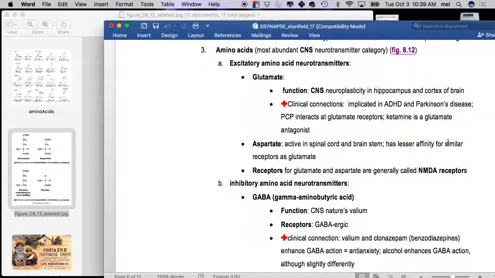Ketamine, which I know you've heard about because people definitely are using that one now. Ketamine is a glutamate antagonist. It's an antagonist to an excitatory neurotransmitter. And do you know what ketamine does and how it's used? Not recreational yet. We'll talk about recreational in a second. Anybody know about ketamine? Go ahead.